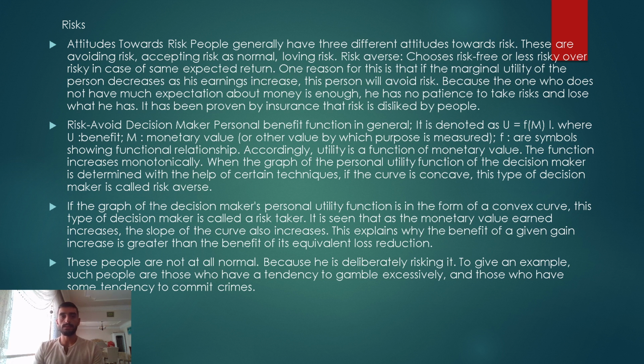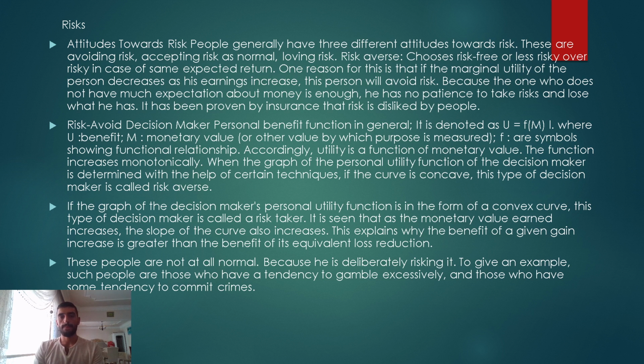And second one, risk avoider decision maker's personal benefit function in general. It is denoted as U equals F(M), where U is benefits, M is monetary value, and F are symbols showing functional relationship. Accordingly, utility is a function of monetary value. The function increases monotonically.